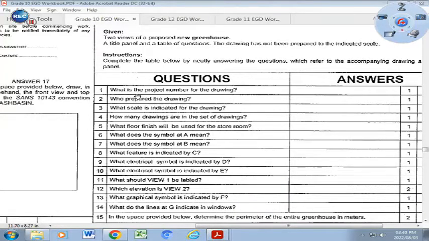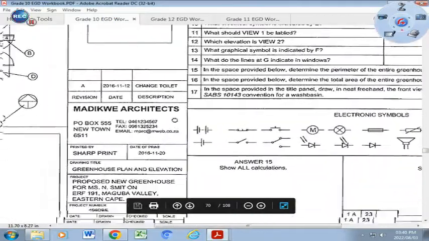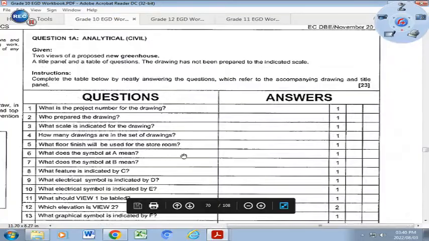If you look at question number 1, what is the project number for the drawing? You go down to your title bar and you will find that the project number is there, 456 DBE, and that's the number you are going to fill in that space over there.